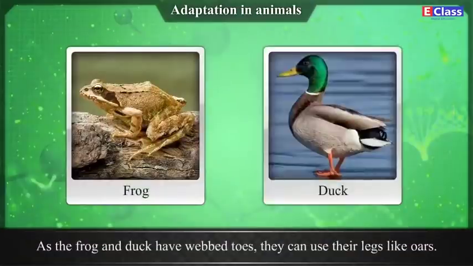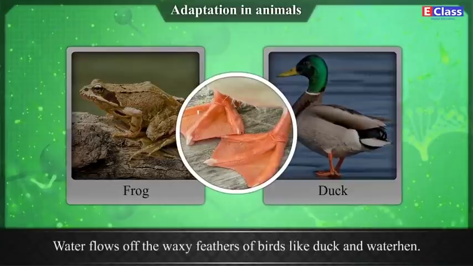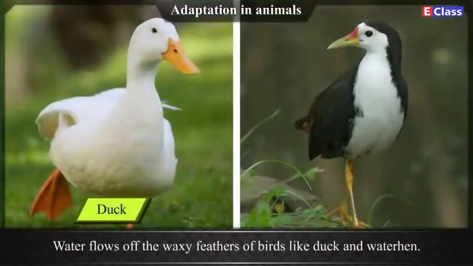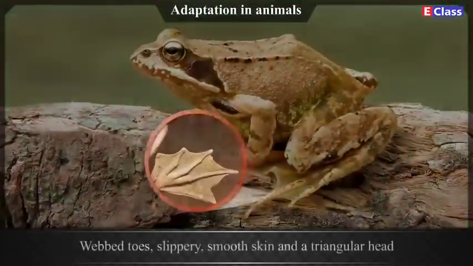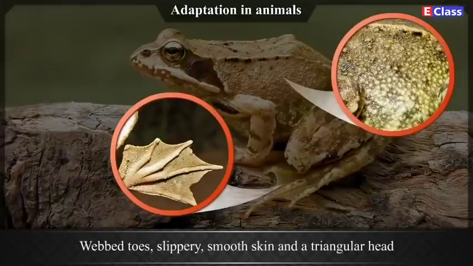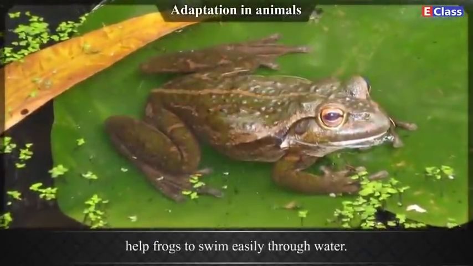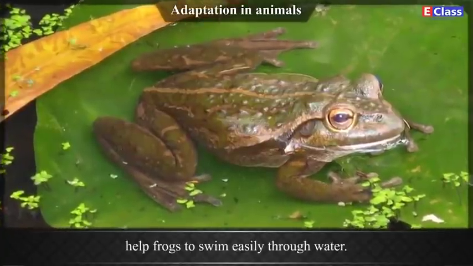As the frog and duck have webbed toes, they can use their legs like oars. Water flows off the waxy feathers of birds like duck and water hen. Webbed toes, slippery, smooth skin, and a triangular head help frogs to swim easily through water.